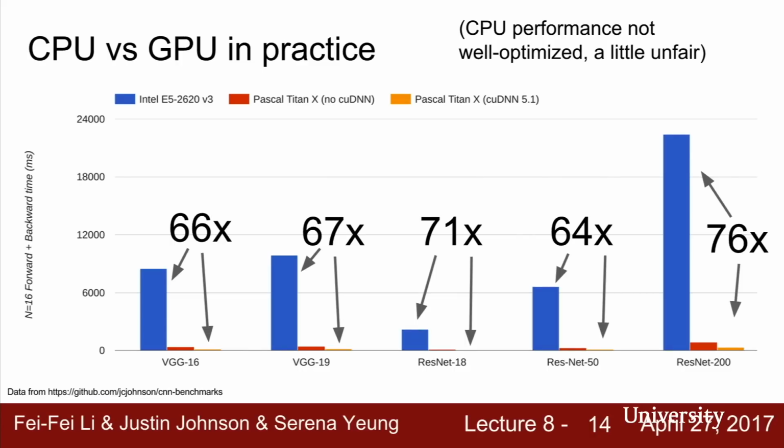If you want to look at CPU and GPU performance in practice, I did some benchmarks last summer comparing a decent Intel CPU against a bunch of different GPUs that were near top of the line at that time. These were my own benchmarks, and you can find more details on GitHub. My findings were that for things like VGG 16 and 19 and various ResNets, you typically see something like a 65 to 75 times speedup when running the exact same computation on a top-of-the-line GPU, in this case a Pascal Titan X, versus a not quite top-of-the-line CPU, in this case an Intel E5 processor.